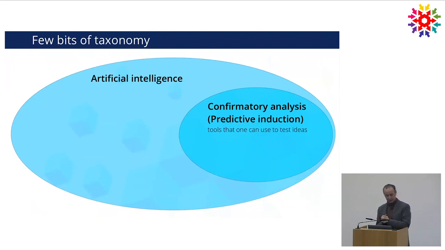A very useful but not very usual classification that we can do about artificial intelligence methods is a distinction between what we call confirmatory analysis, and something else that will come later in the other half of the slide. I assume that most of us, when talking about artificial intelligence, have in mind this confirmatory analysis that is also called predictive induction. That is basically, we have data that have labels, and we try to predict the labels. So we already know the answer for the training data.